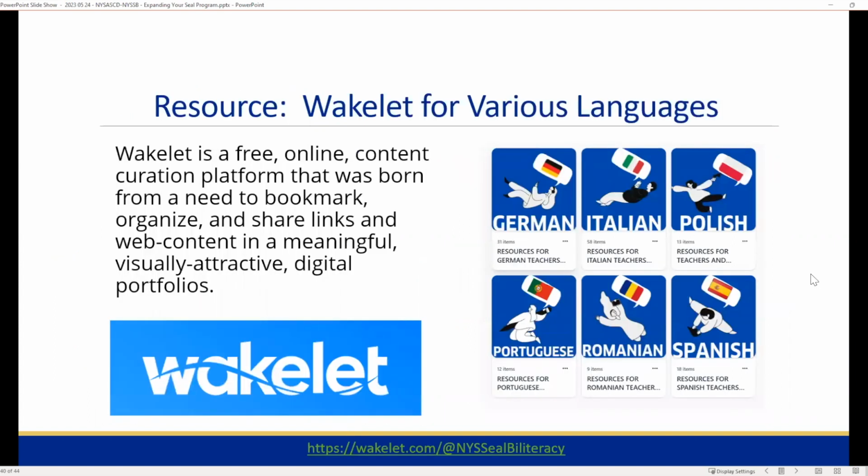We also have some support for that culminating project. In order for students to do a project in another language, they need resources. And so we have collaborated with the Goethe Institute to create a Wakelet, which is a free online content curation platform for resources in various languages. And you can see a little screenshot here. This is not all the languages that are available, but that's all that could fit on my screen at the time.